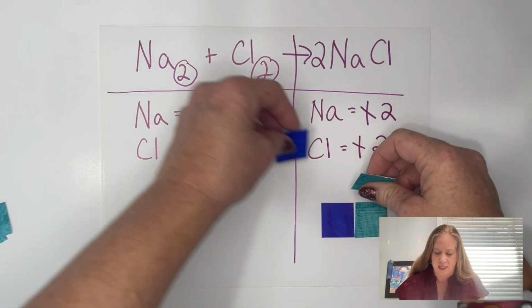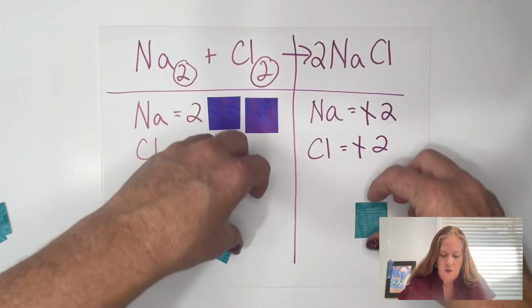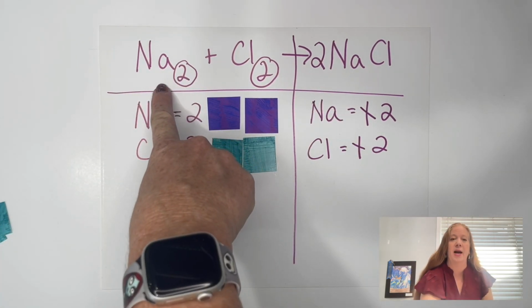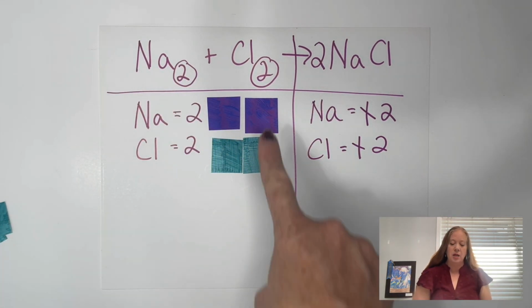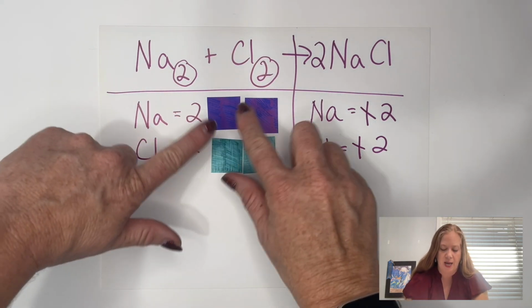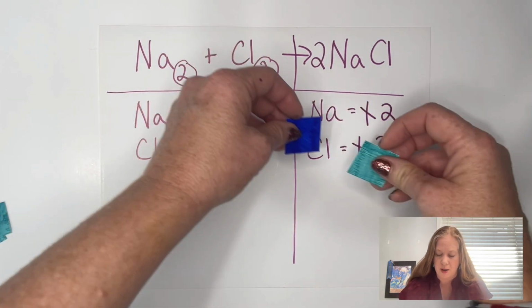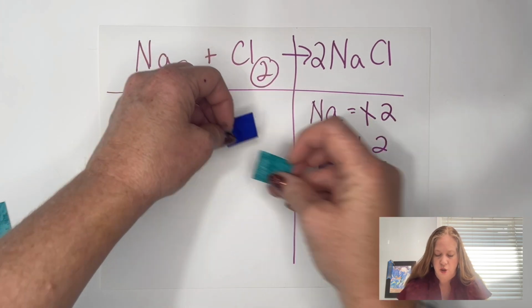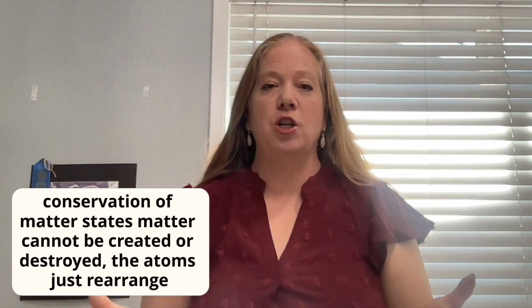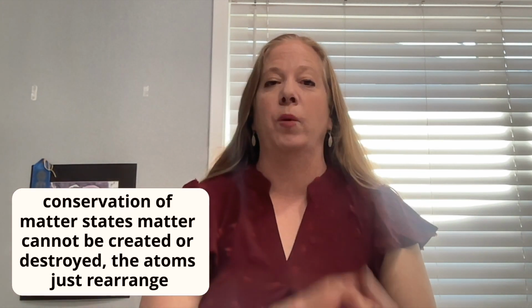So again, let's see what happened. We started with a molecule that had 2 sodium atoms and a molecule that had 2 chlorine atoms. And those atoms rearranged to make 2 sodium chloride units. So let's go ahead and take a recap. Conservation of matter says that atoms cannot be created or destroyed, and we use chemical equations to demonstrate that.